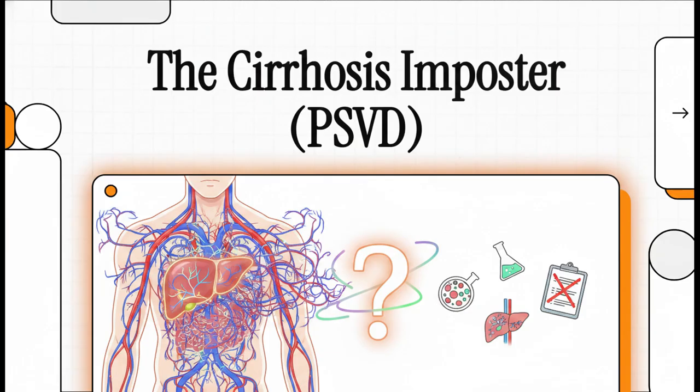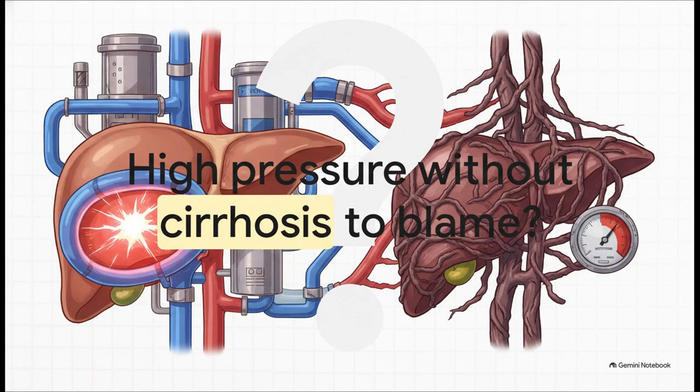But when the lab results and the biopsies come back, the usual suspect is completely missing. The liver isn't cirrhotic at all. So, what exactly is happening in the shadows of the vascular system? Okay, let's dive into this.